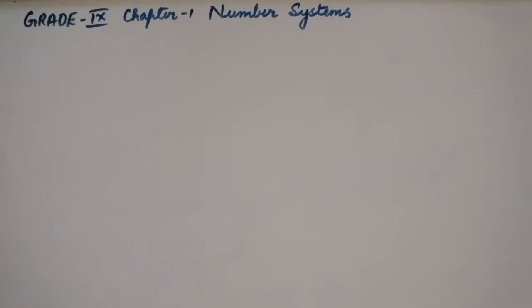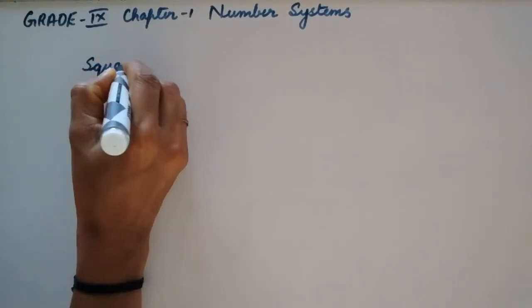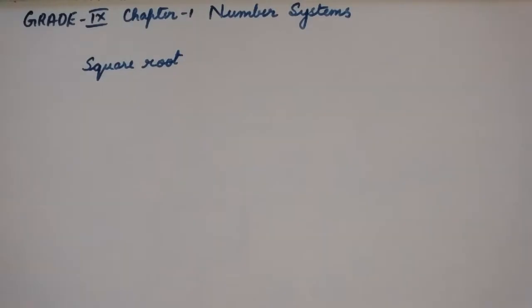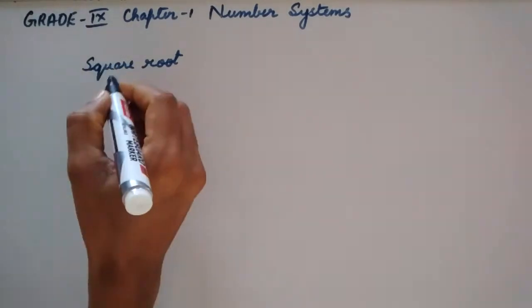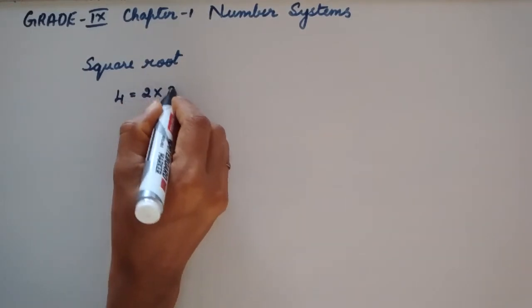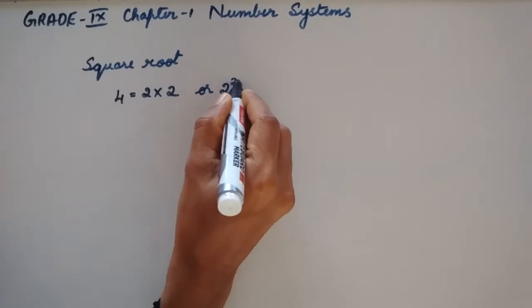Okay, what exactly is a square root of a number? We will have a pair of numbers where one is the square of the other. For example, 4 is equal to 2 into 2, or we can write 2 squared.